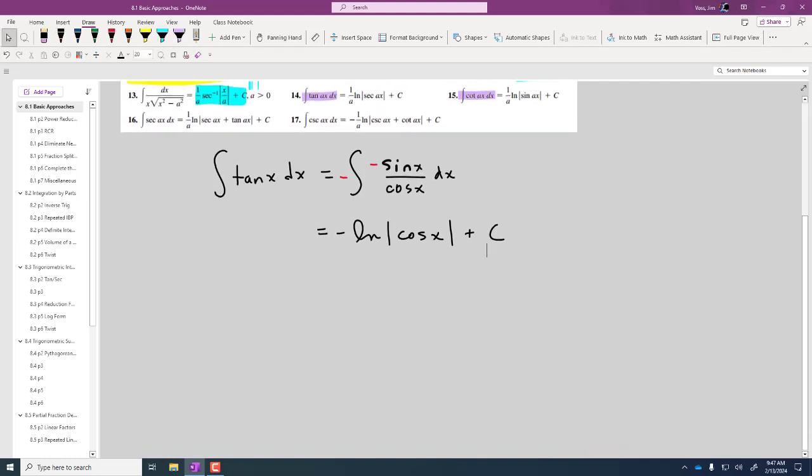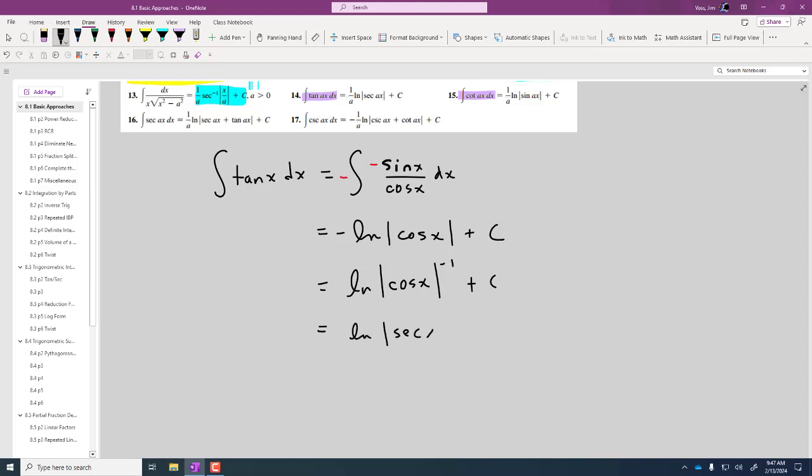And you're looking up there and you're saying, well, that's not quite there yet. Yeah, it's not quite the same. Well, we could take this coefficient of negative 1 and have it fly up into the exponent position of the argument, and then it's 1 over cosine, or secant. So you could write it like that. Either way is fine, though. You could absolutely write it this way or that. Doesn't matter. Both of those are fine.